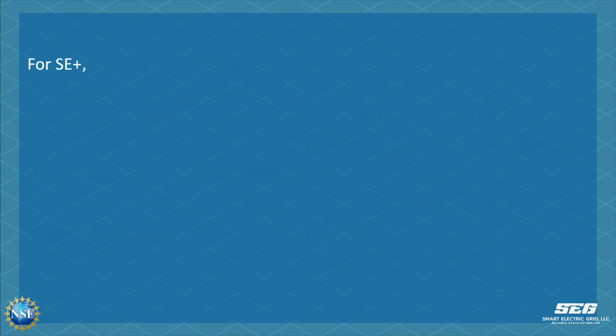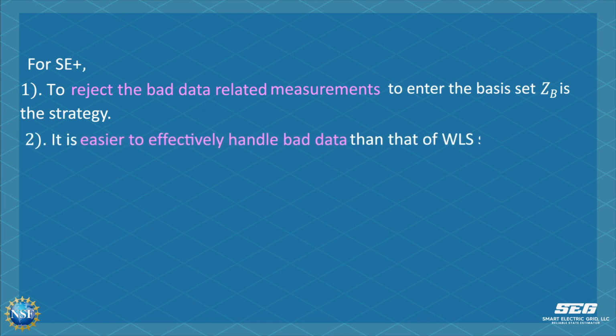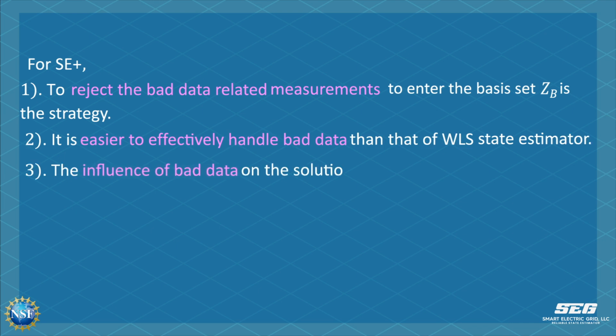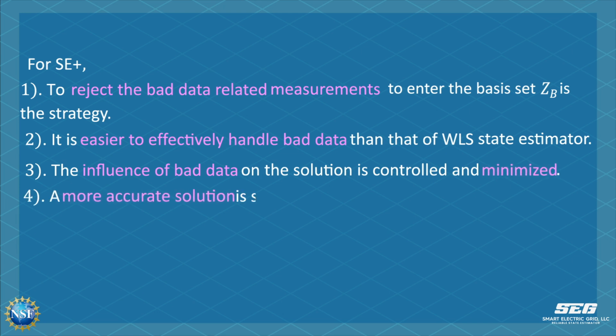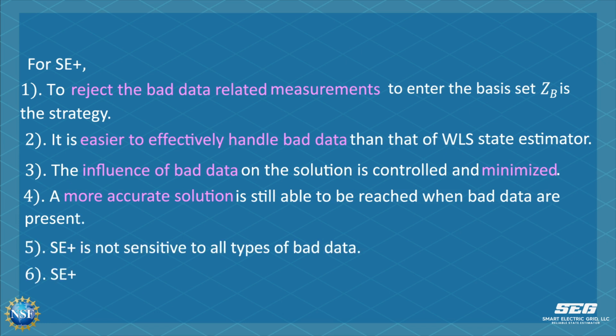For SE Plus, the strategy is to reject the bad data-related measurements from entering the basis set, ZB. It is easier to effectively handle bad data than with the WLS state estimator. The influence of bad data on the solution is controlled and minimized. A more accurate solution is still able to be reached when bad data are present. SE Plus is not sensitive to all types of bad data. SE Plus is robust.